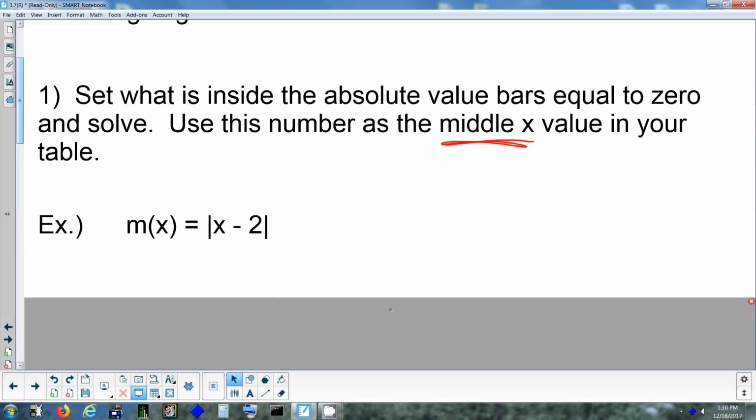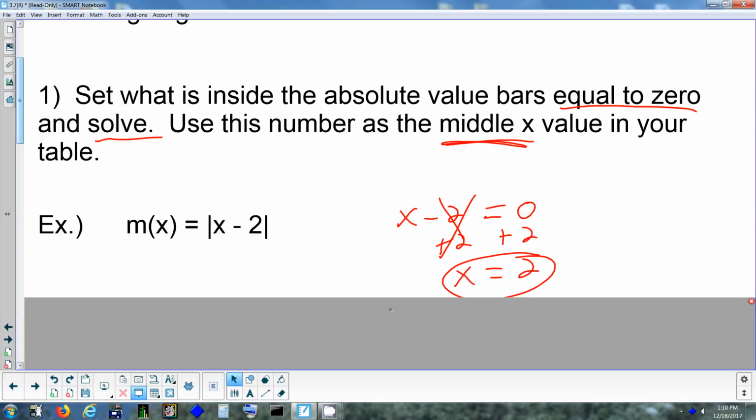Step 1, set what is inside the bars. Can someone tell me what's inside the bars? X minus 2. Set what is inside the bars equal to what? Set it equal to 0. Once I set it equal to 0, what do I do? Add 2 to both sides. Yeah, solve it. Specifically, add 2 to both sides. What do you get for x? X equals 2.